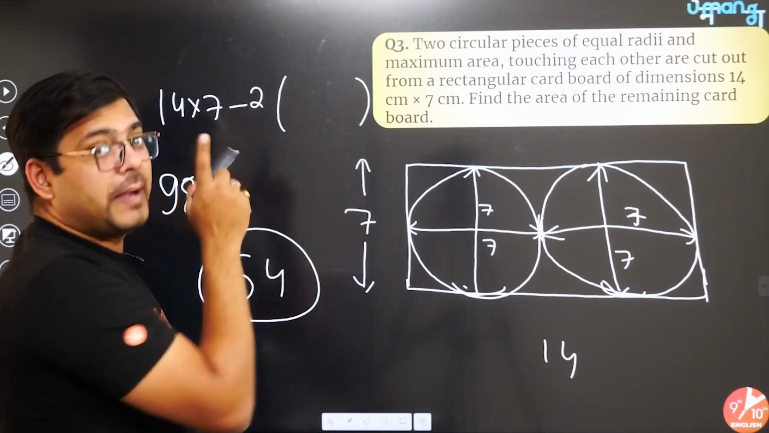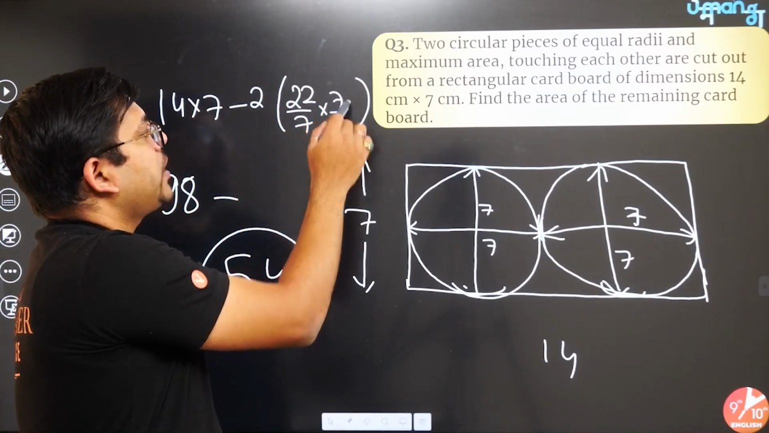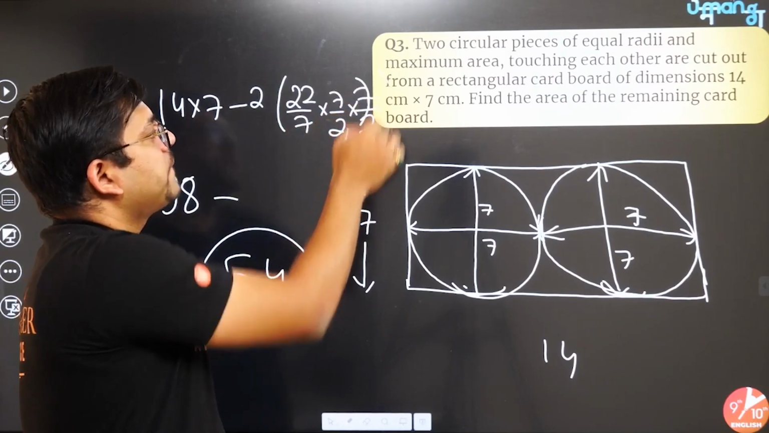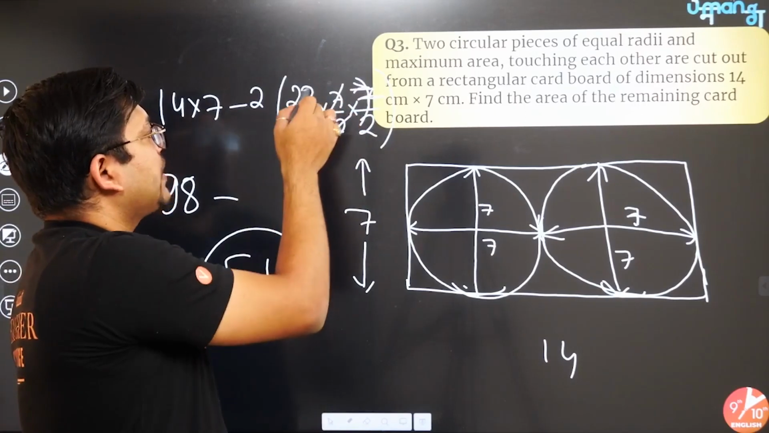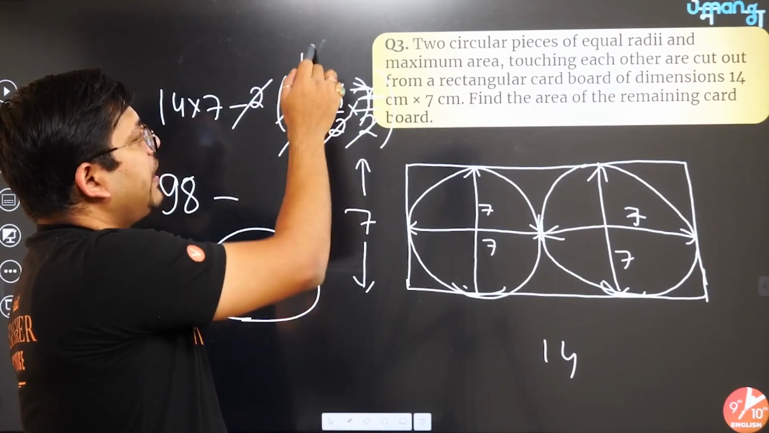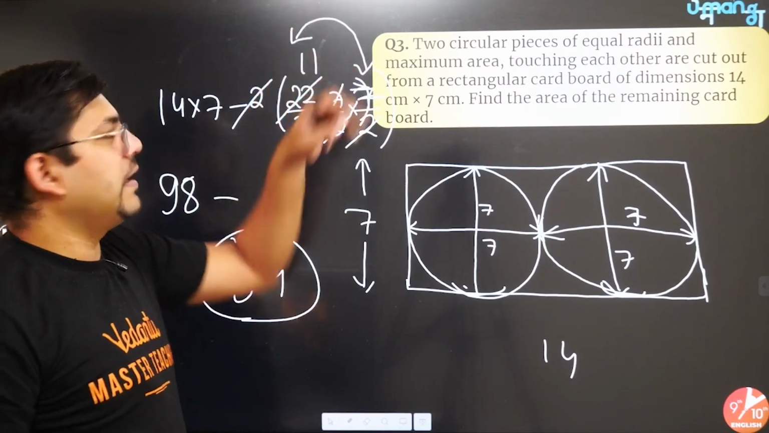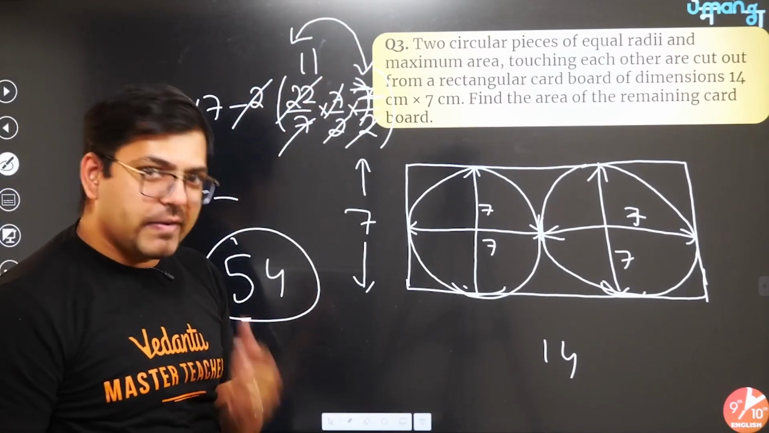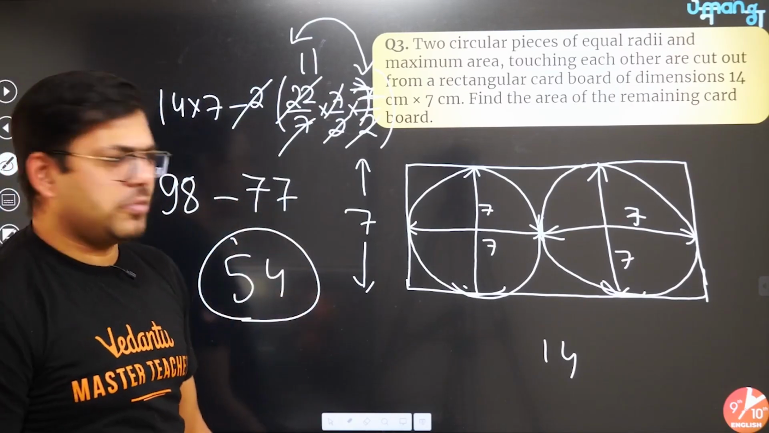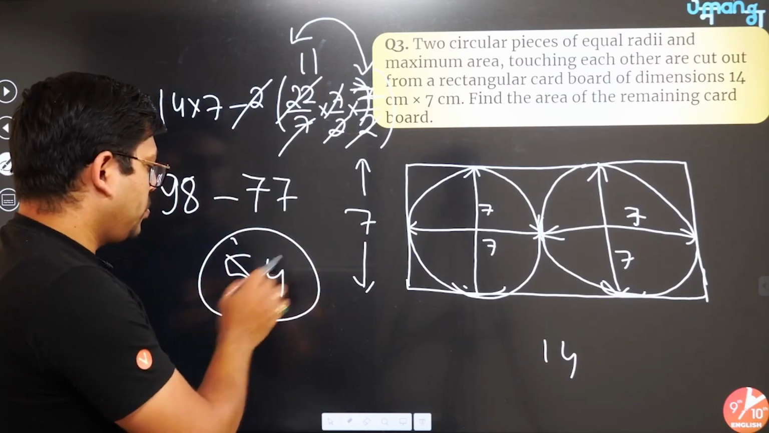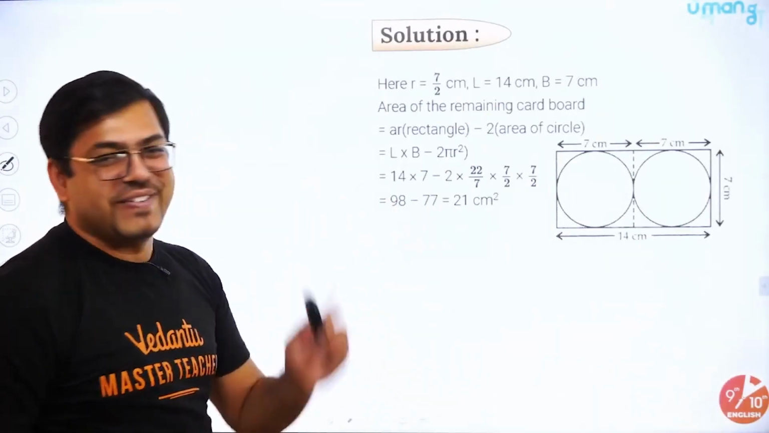So 2 pi r square. So pi is 22 by 7, radius square is 7 by 2, 7 by 2. That's the radius square. Cool. 7, 7 gone. 2 will cancel this 2, 2 will cancel this 2 in 11. So 11 and 7, these two numbers are here. 11 and 7 makes 77. So 98 subtraction 77. If I'm not wrong, 21 should be the answer now. So just remove this 21. Sorry, it happens. 21 is the answer.